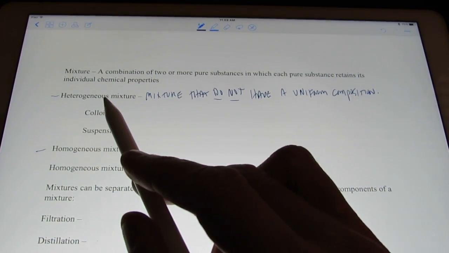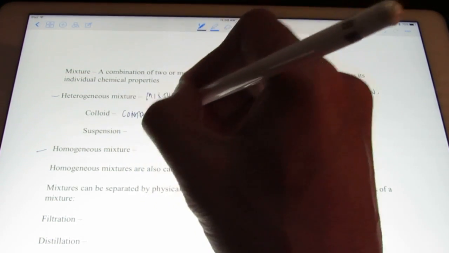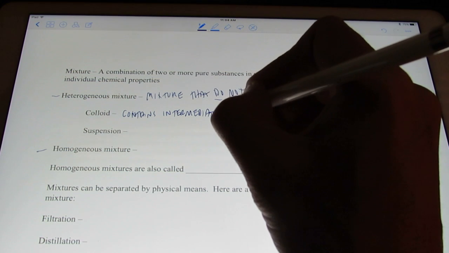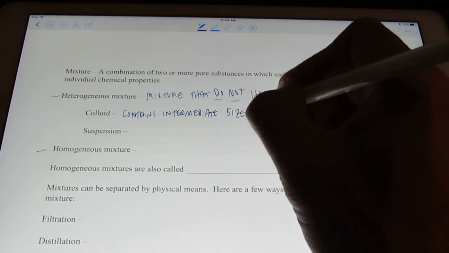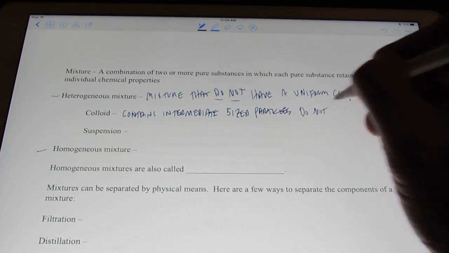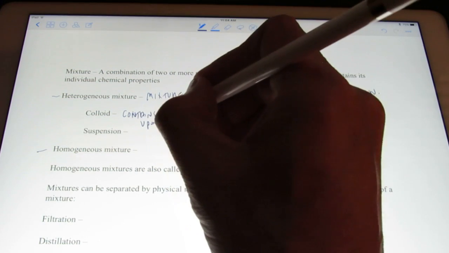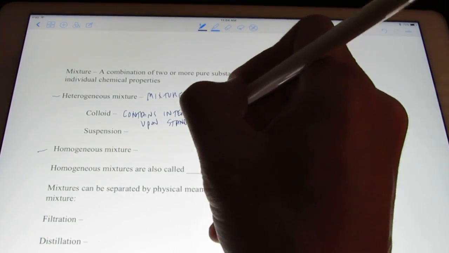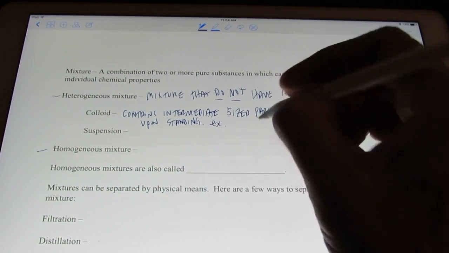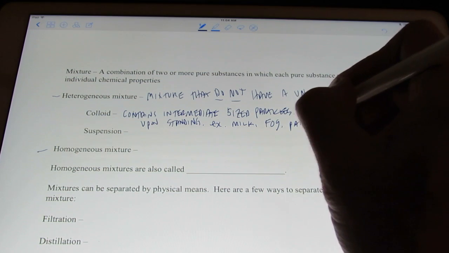A colloid is a heterogeneous mixture of intermediate-sized particles. So it contains intermediate-sized particles. They do not settle out upon standing. So, let me give you an example. I could have milk, I could have fog, I could have paint as three quick examples.